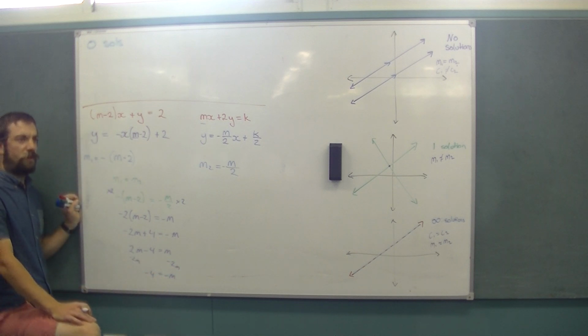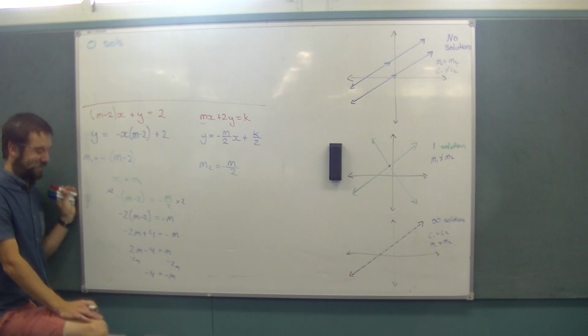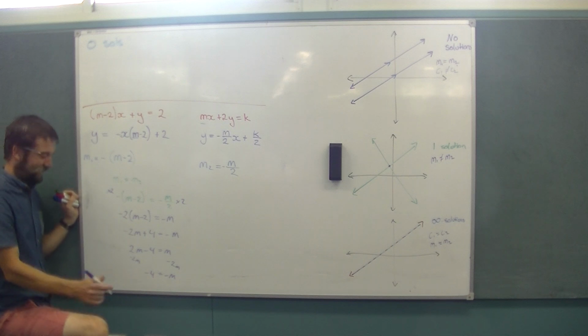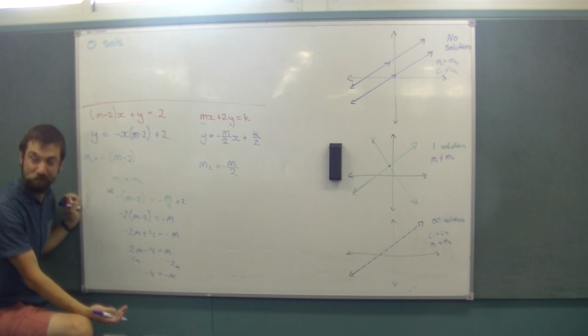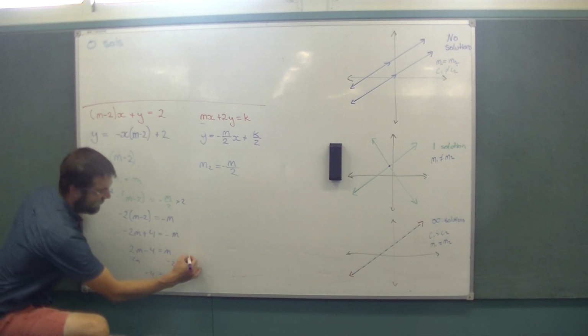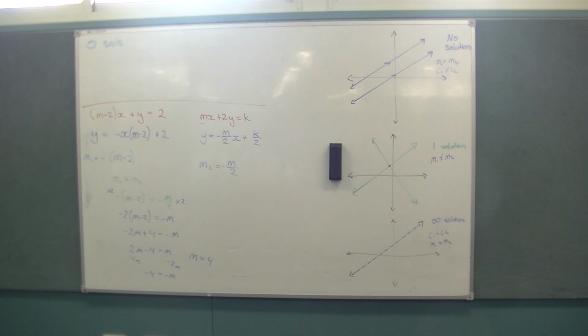Are you regretting your decision to multiply by a negative now? Divide by negative 4. Divide by negative 1. M equals 4. If the opposite of m equals negative 4, then m must equal positive 4.